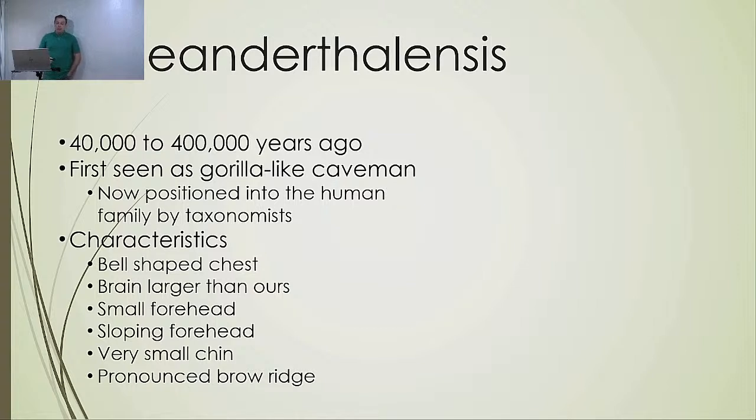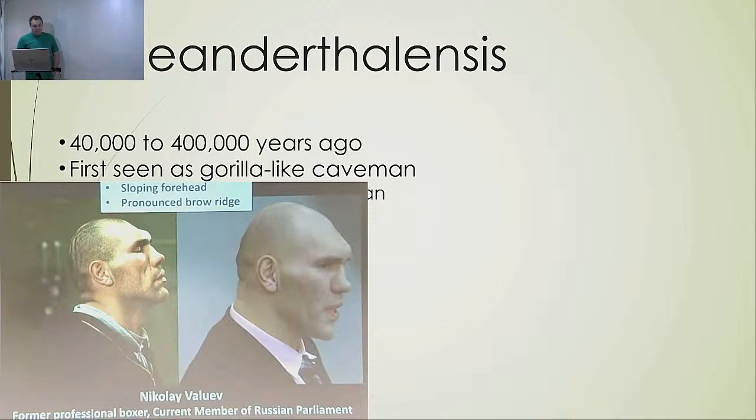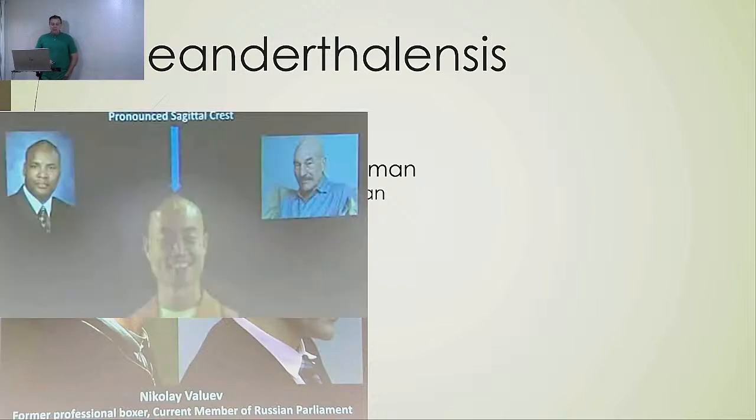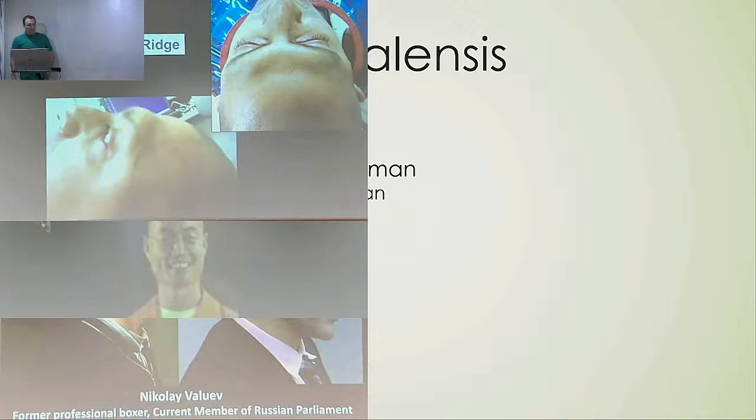Their brains were actually larger than ours, but mainly due to size. Small forehead, a sloping forehead, a very small chin, and a very pronounced brow ridge. Yet these characteristics can be found in modern people. This is either a current or a potentially former now Russian member of parliament. A very pronounced brow ridge. A very pronounced sagittal crest. You actually may recognize one of these people from Hollywood. And again, another very prominent brow ridge.